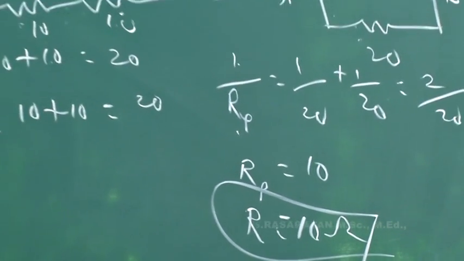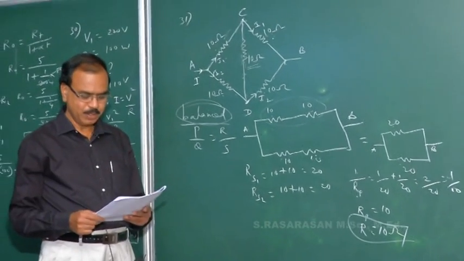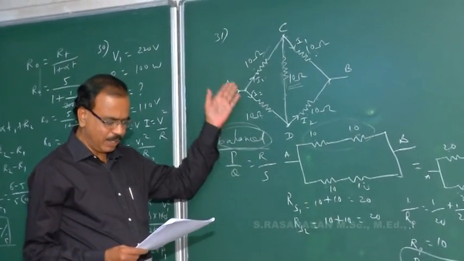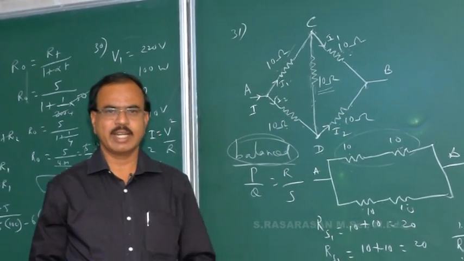They had already given the resistances 10, 10, 10, 10, and the total resistance also comes to 10. In the given network, the effective resistance between the points A and B is 10 ohm. That is the correct answer. Let us pass on to the next.